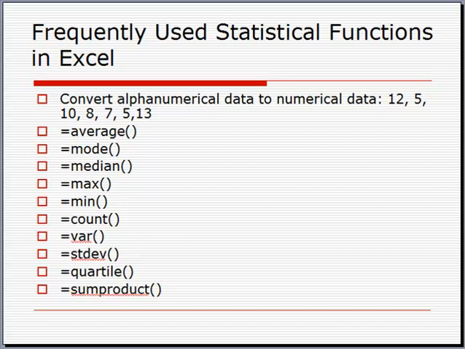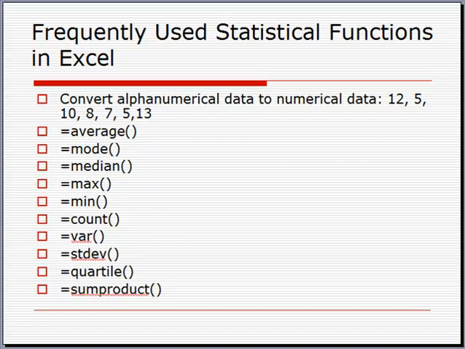The second function is MODE, M-O-D-E. Mode is a function to calculate the mode of the list. Median is a function to find out the middle of an ordered list. MAX, M-A-X, is a function to find out the maximum element of the data list. MIN, M-I-N, is a function to find out the minimum element of the data list.